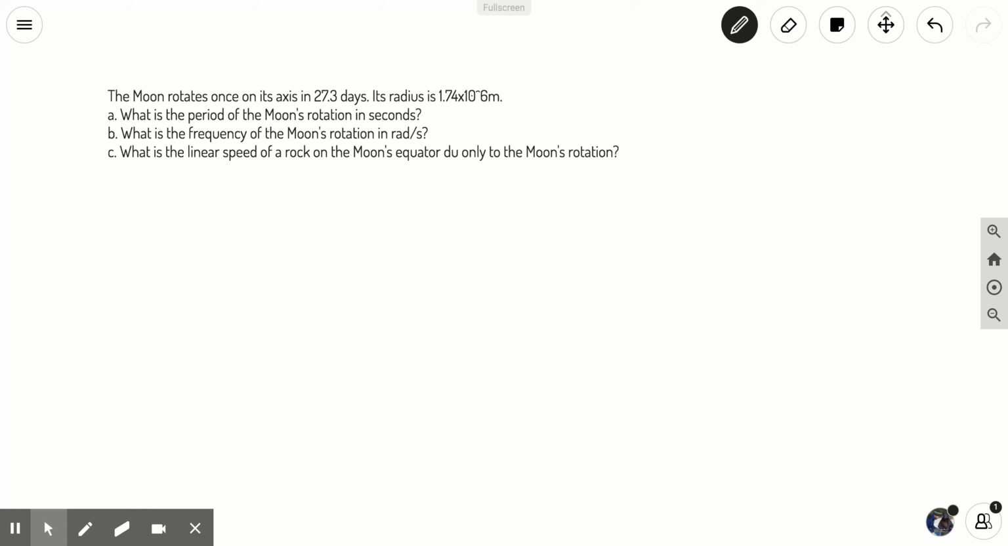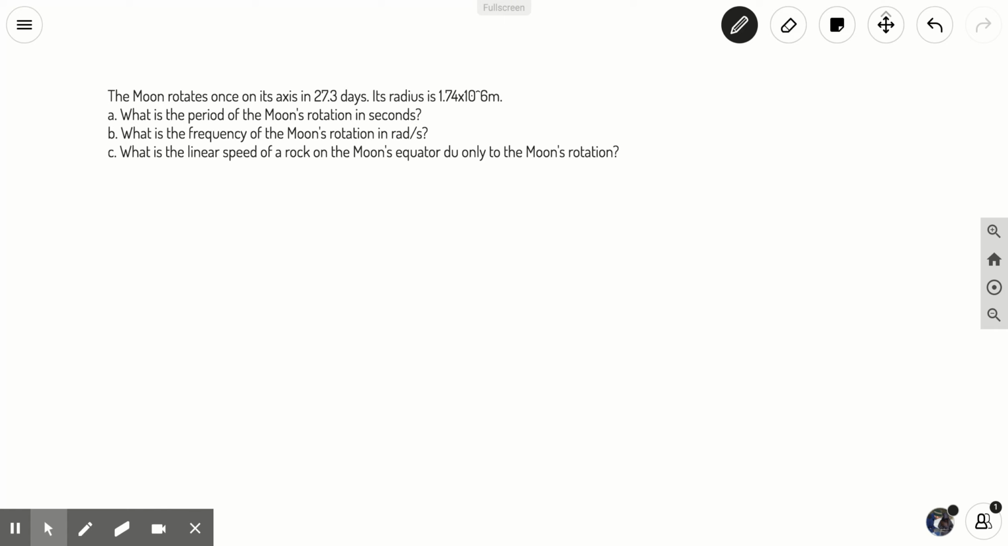All right, so the question that we're going to look at is: the moon rotates once on its axis in 27.3 days. Its radius is 1.74 times 10 to the 6 meters. It has three parts. What is the period of the moon's rotation in seconds? What is the frequency of the moon's rotation in radians per second? And what is the linear speed of a rock on the moon's equator due, that's spelled wrong, only to the moon's rotation? So we're going to start with part A.